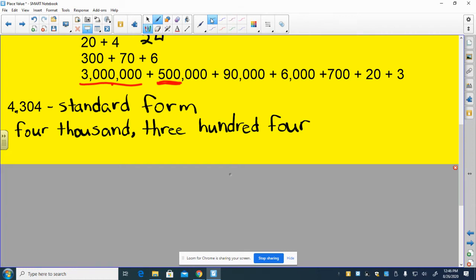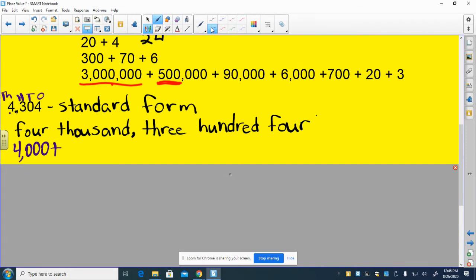I've got standard form. Now I have word form here. And next I'm going to show the expanded form. Well, I have a 4. I've got, let's see, the ones, tens, hundreds, thousands. So I've got a 4 on 1000th Street, which is worth 4,000.